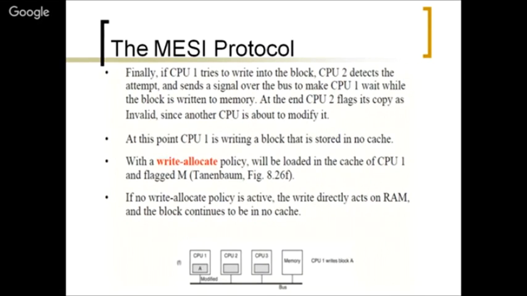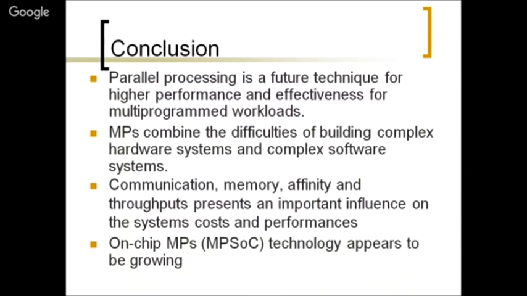Okay, so that's why these protocols exist. There are other protocols also, but these are mainly two protocols used nowadays. Even MESI protocols are used quite a lot to maintain coherence or concurrency between the different processors. Okay, so I want to conclude now. The conclusion is that parallel processing is a technique that we've seen so far for high performance and effectiveness. It should combine different complex hardware and software systems. Okay. So communication, affinity and throughput are present.